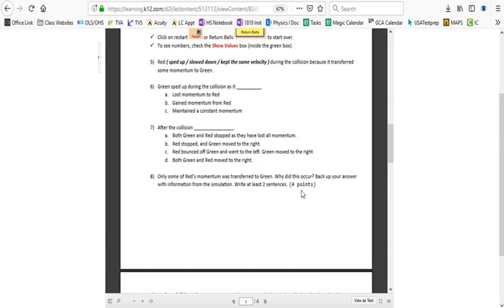8. Again, it's worth 12 points. Only some of red's momentum was transferred to green. Did that not just answer some questions? Why did this occur? Back up your answers with information from the simulation. Write at least 2 sentences. You're not going to get full credit for 1 sentence. You're not going to get full credit for 2 fragments.